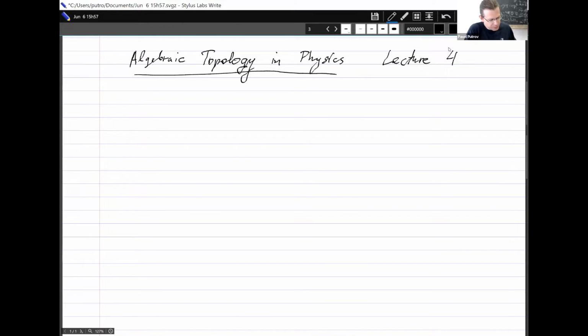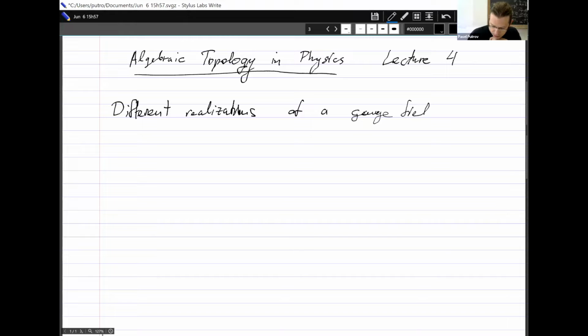Let me begin by briefly reminding you what we arrived at last time. We considered different realizations of gauge field for discrete P-1 form symmetry described by group G, which is assumed to be abelian.